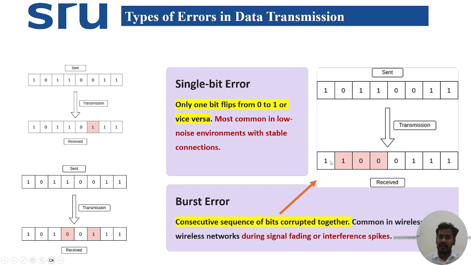So this is the real data and this is the receiver side data. You can see directly. Here, instead of zero, one appears by flipping, and here, instead of one and one, zero zero appears, flipped on the receiver side while transmitting between the sender and receiver side.